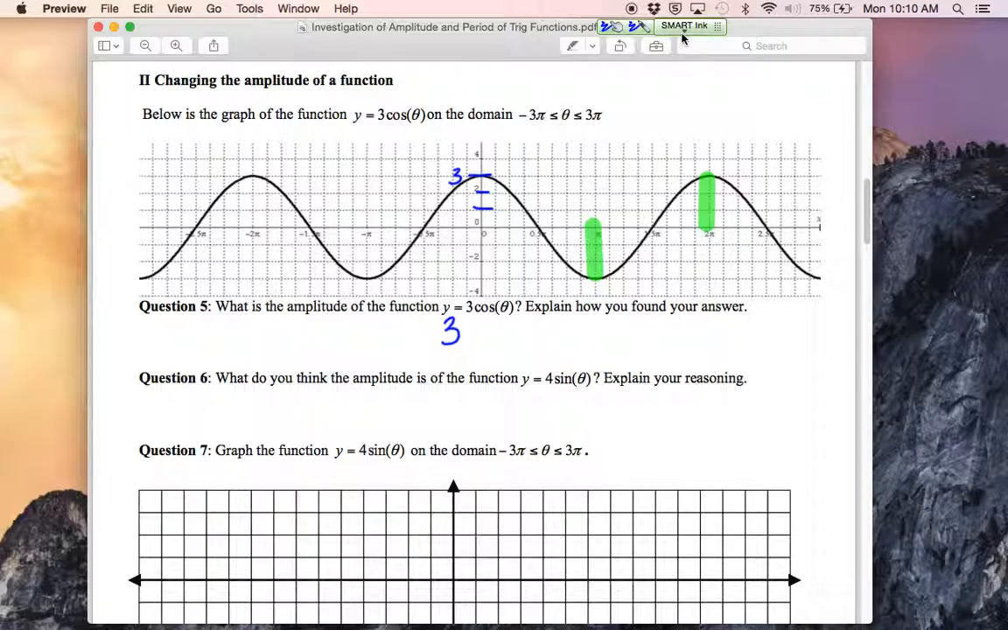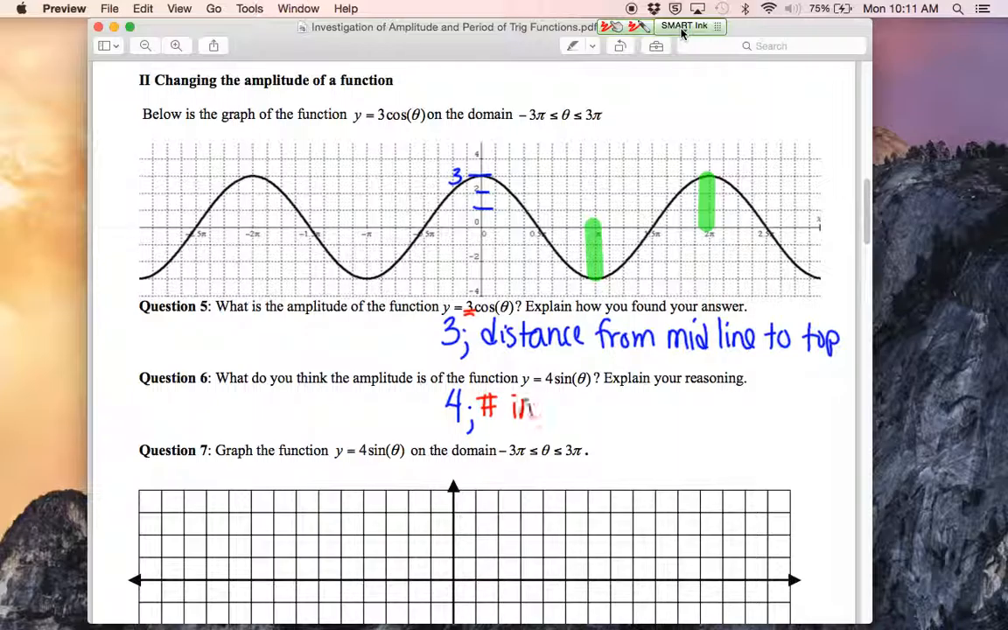What do you think the amplitude of this function is? 4. Explain. So here the distance from the midline to the bottom is 3. Here, I'm going to make the connection that I can see that this number in the front, this 3 here, represents the amplitude. So here we have a 4, so I'm assuming that the amplitude is going to be 4. So it's the number in front of the function.